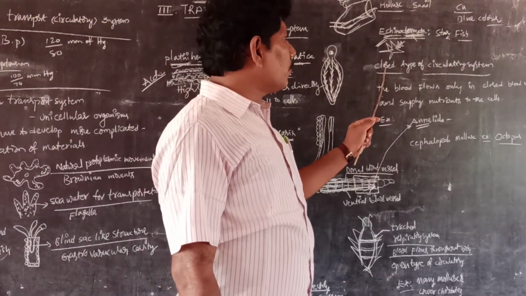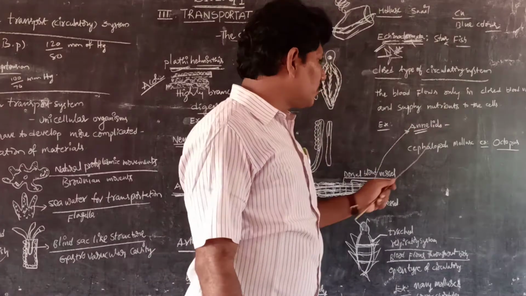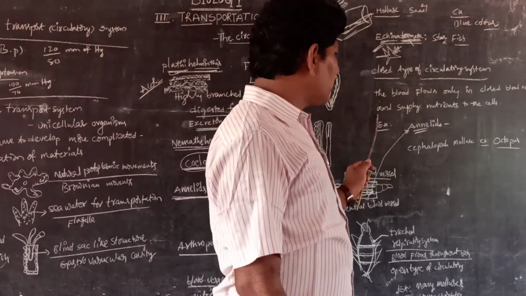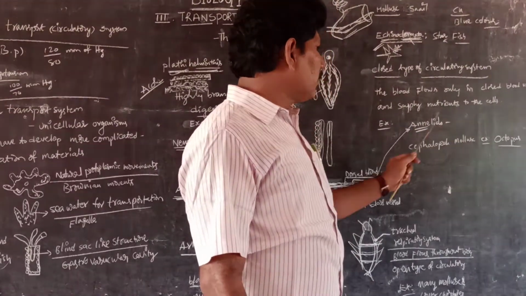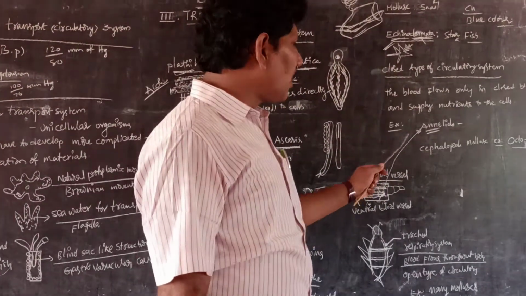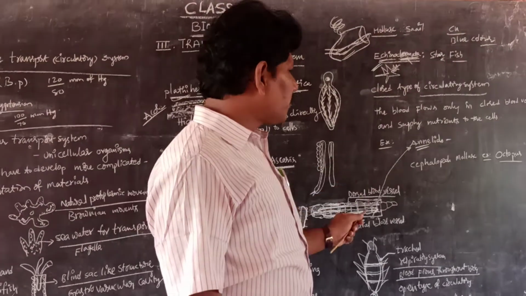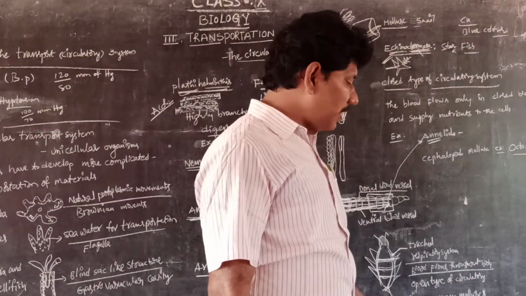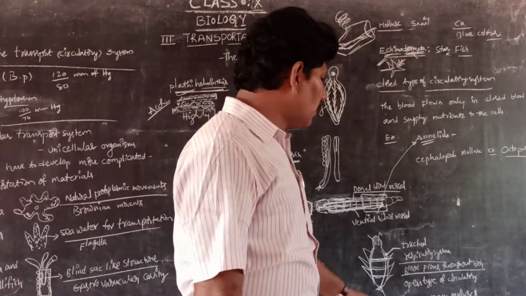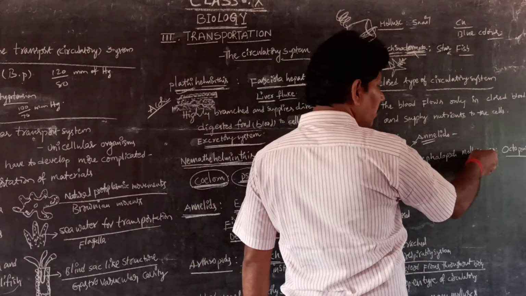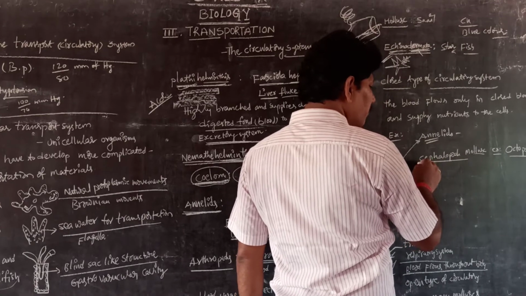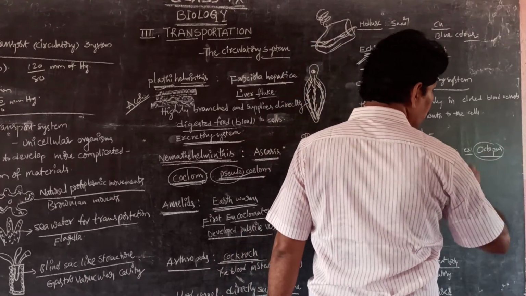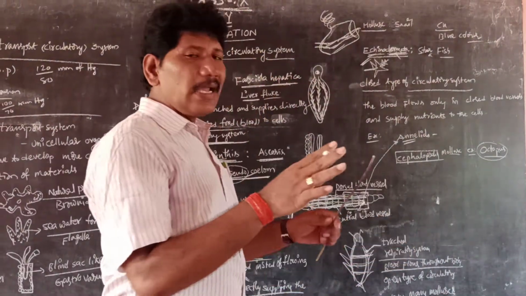Next, coming to the closed type of circulatory system, which we already discussed just now. The blood flows only in closed blood vessels and supplies nutrients to the cells. For example, annelids. This closed type of circulatory system we can also see in Cephalopoda mollusca. Many mollusks have the open type, but Mollusca has different classes, and one of the classes is Cephalopoda. Best example, octopus, which has 8 arms.